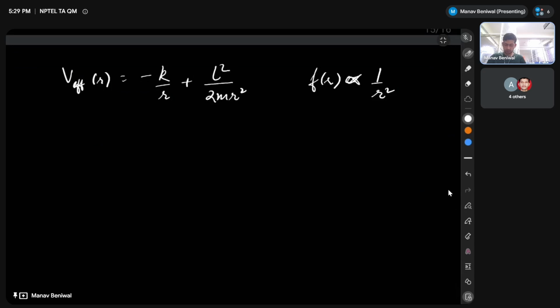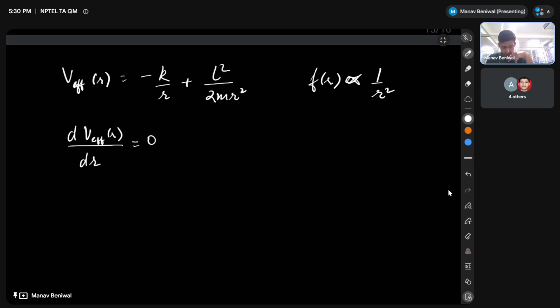Okay, then I can write down my effective potential. This function, you can see it has a single minima somewhere. So if I put d V effective over dr equals 0, if that gives me some minima, that will correspond to a stable equilibrium. Okay, and it can also have some maxima, right?